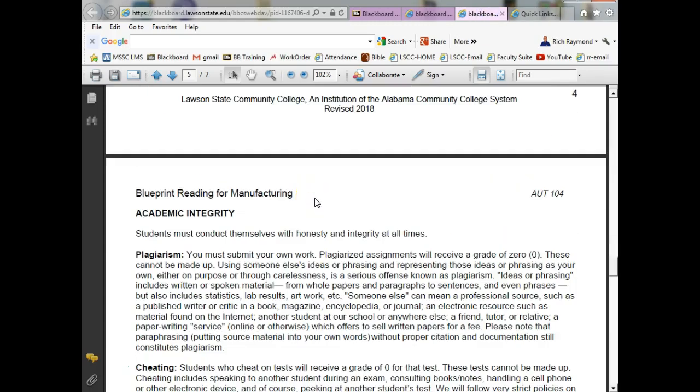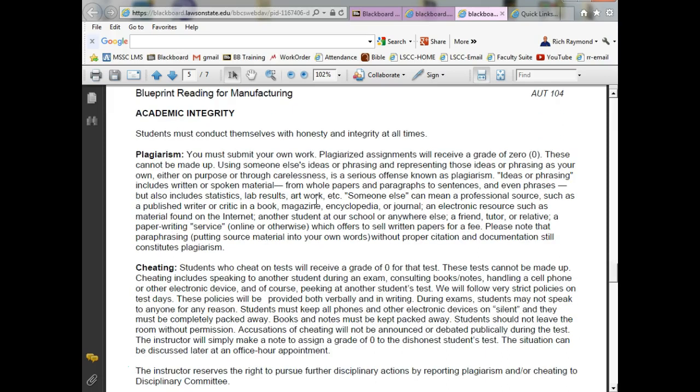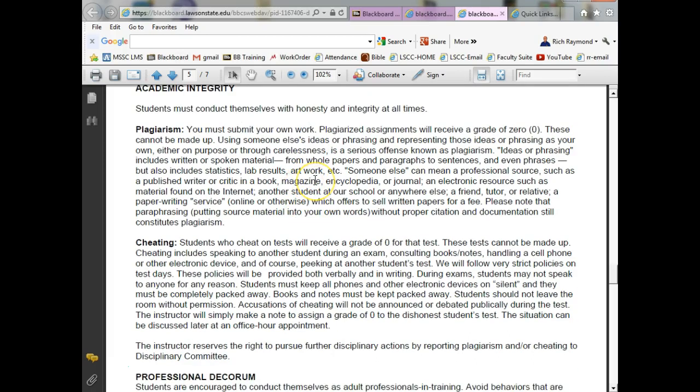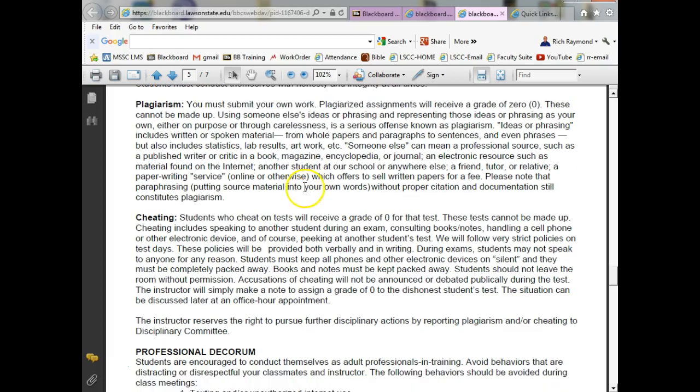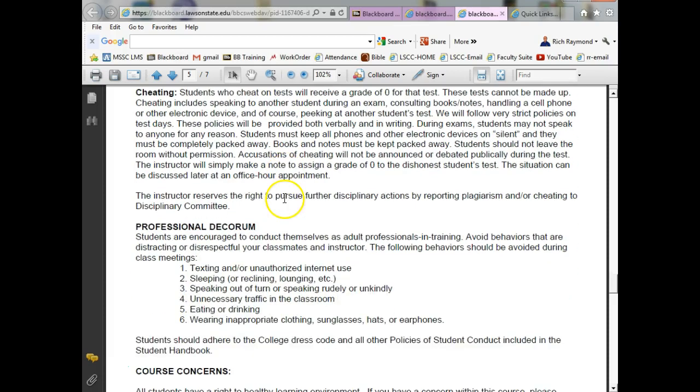Lateness, academic integrity, plagiarism. Y'all know what plagiarism is? Yeah, using somebody else's work and claiming it's yours. It doesn't say you can't use other people's works. You just have to give them credit for their work. But you can't turn in something and take credit for somebody else's work. Cheating, everybody understands that, right?